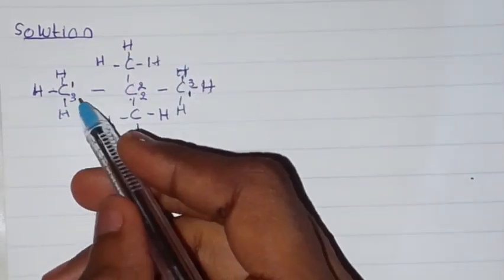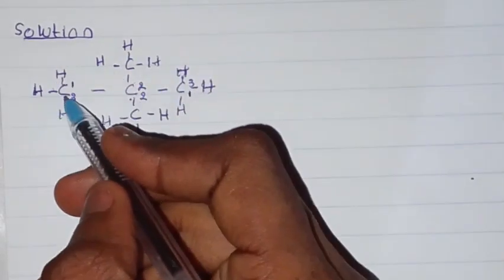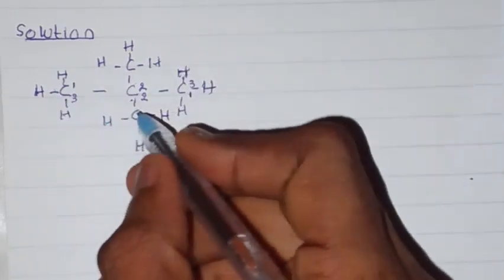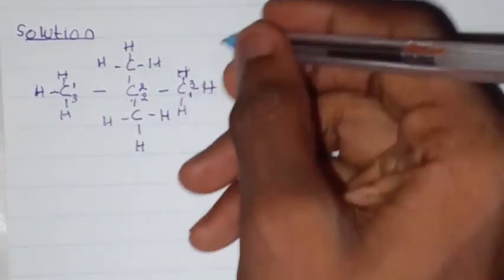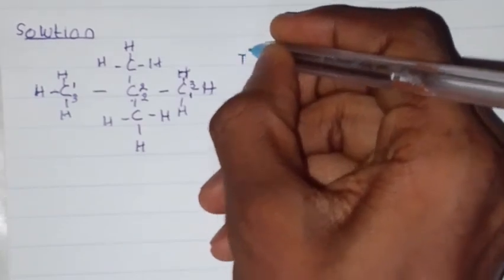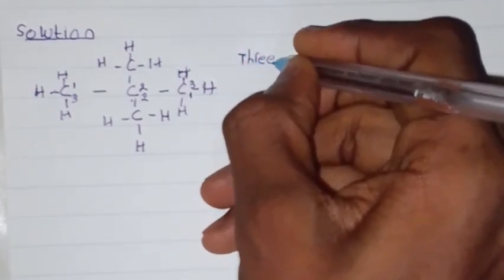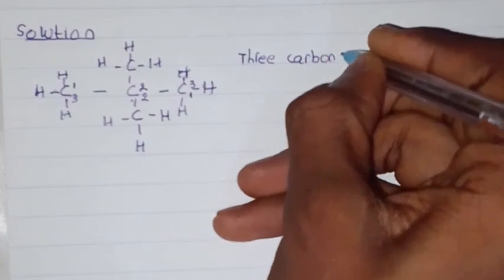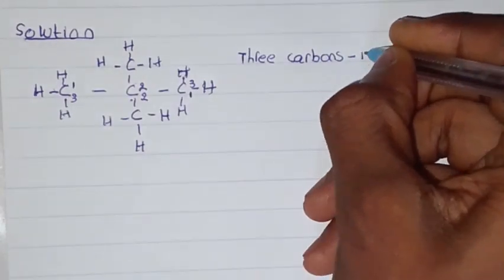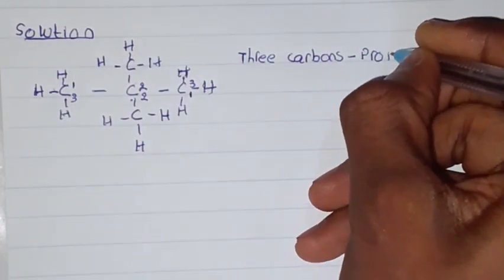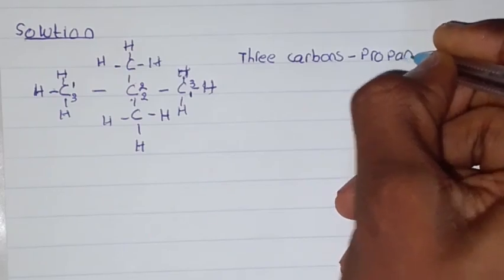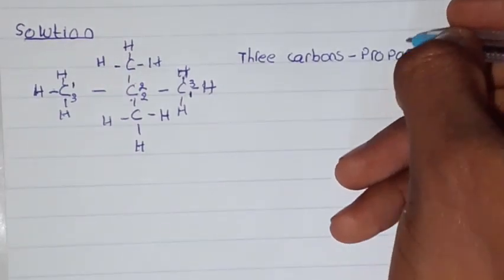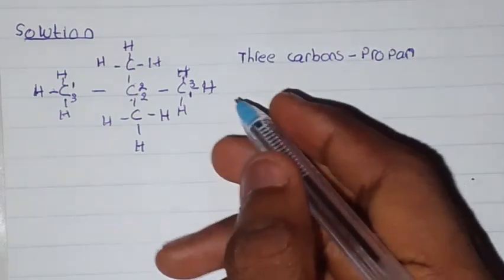All right, so now what's the longest chain here? 1, 2, 3, right? That's the longest continuous carbon chain, and we know that 3 carbons stands for propane. So that's the suffix we use for 3 carbons.